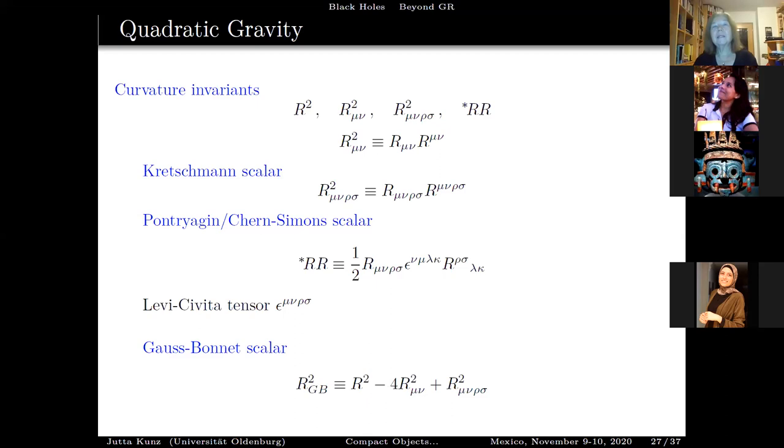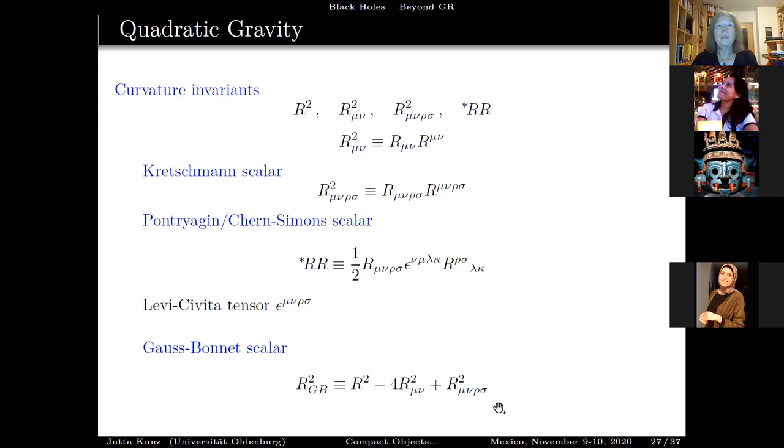So therefore, I would like to continue with those theories, where now I didn't discuss the neutron stars anymore, namely the quadratic gravity theories. And here we look at the higher curvature corrections, which are quadratic. In particular, we would have here the R star R term, which is the Pontryagin scalar, or the Gauss-Bonnet scalar. Most is known about the Gauss-Bonnet scalar, and this is where I will dwell now.